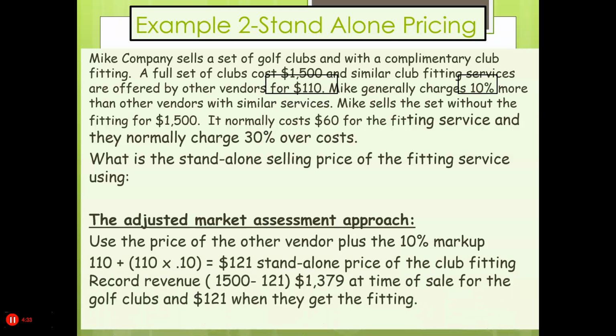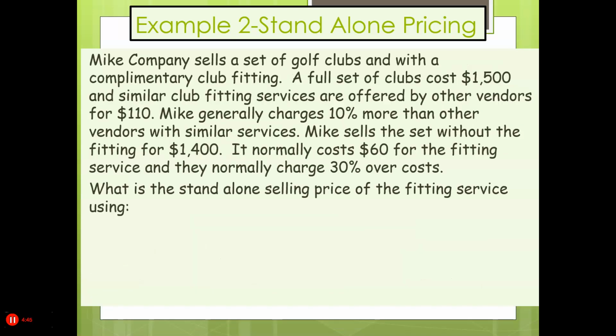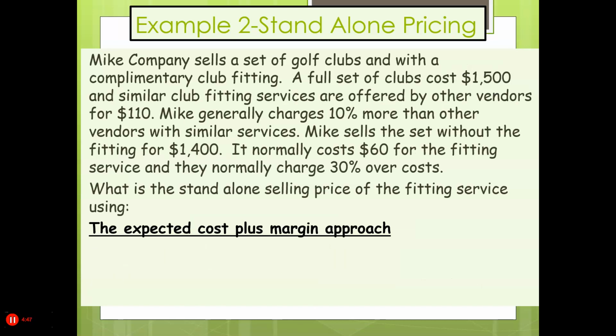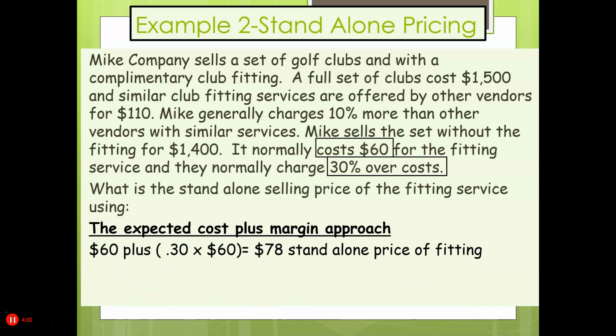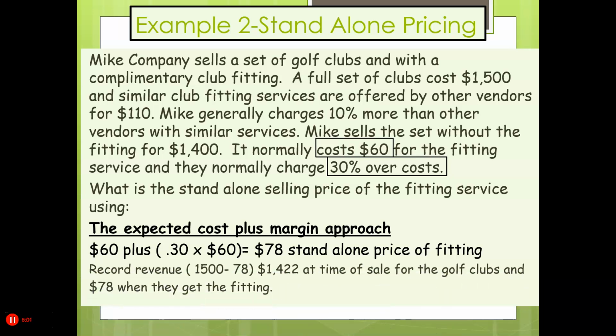So that means in that case, $121 would be, every time they sell a set, $121 would go toward fitting, and $1,379 would be booked at the time of the sale. Now, what if we use the expected cost plus margin approach? So, we know it costs us $60. We like to mark it up 30%, so that means standalone pricing for the fitting is $78, and we book revenue of $1,422 at the time of the sale of the golf clubs.